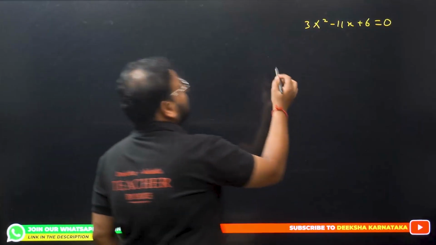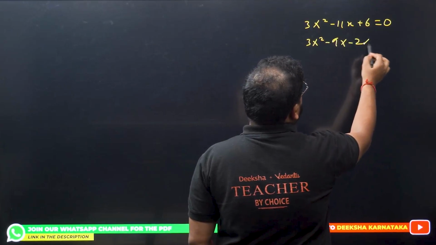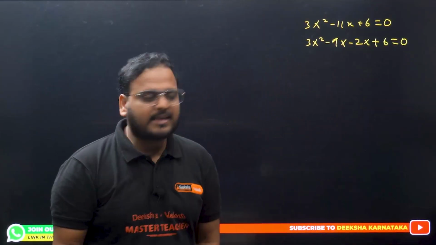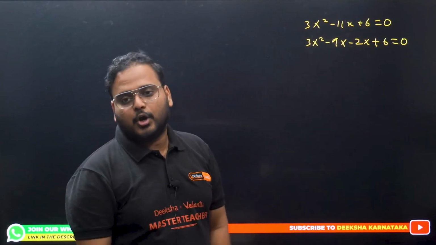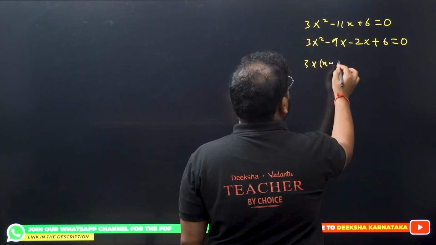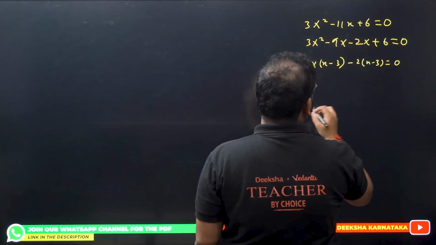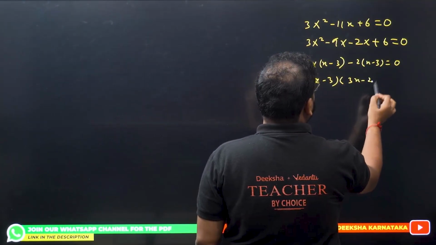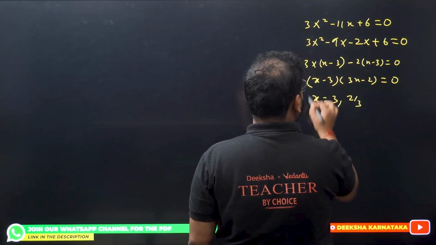Great. Factorize this. So I get here 3x square minus 9x minus 2x plus 6 equals 0. Minus 9x minus 2x is 11x, and the product is 18x square, so the splitting is done. 3x is common, I get x minus 3. Minus 2 is common, I get x minus 3. So I have x minus 3 and 3x minus 2 equal to 0, giving me x values as either 3 or 2 by 3.